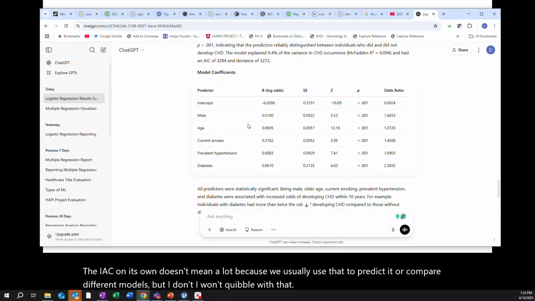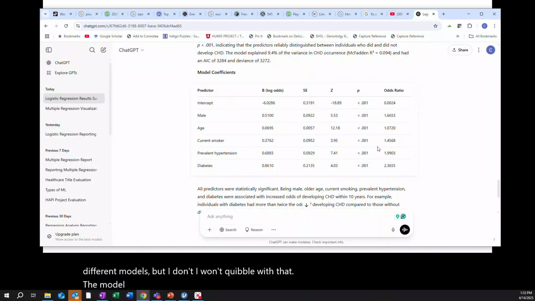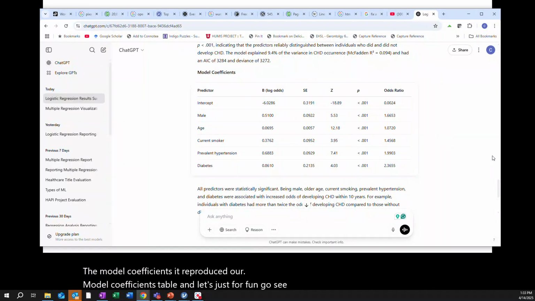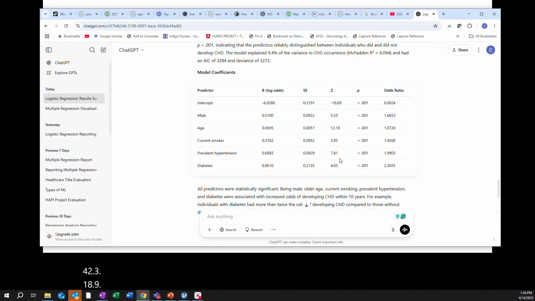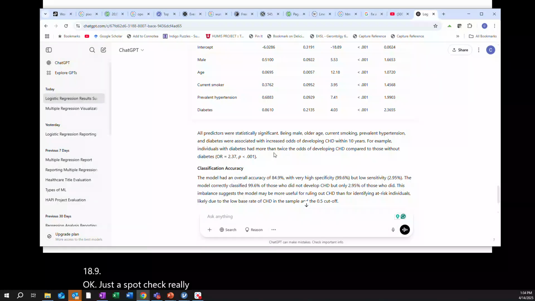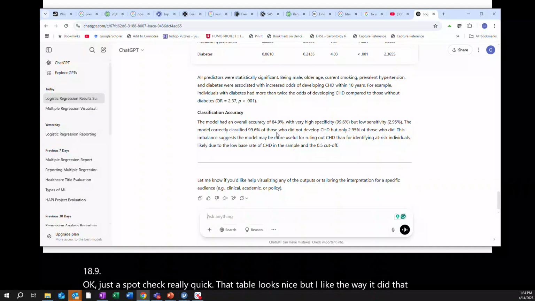The model coefficients, it reproduced our model coefficients table, and let's just for fun go see if that looks correct. 4, 2.3, 18.9. Okay, just a spot check really quick. That table looks nice, and I like the way it did that. That's nice to give to people.